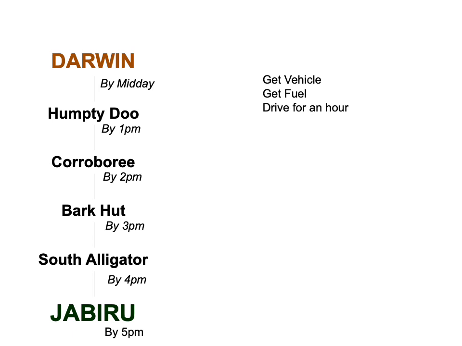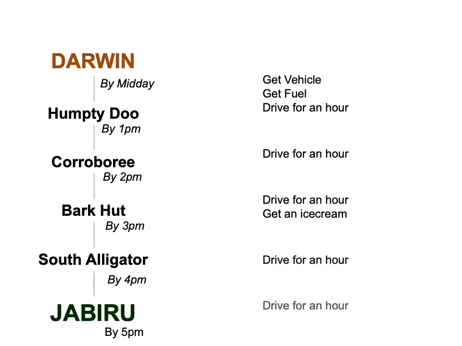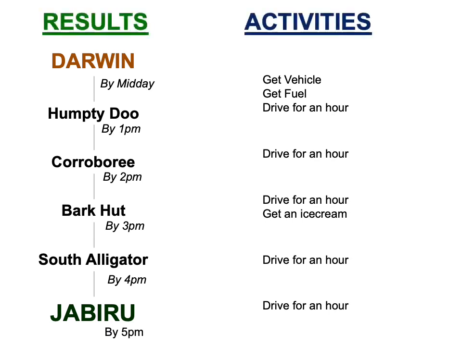By doing this, we can then start thinking about what are the activities that are needed for each step. So when we're in Darwin, we need to get the vehicle, get the fuel, drive for an hour. We drive for another hour. We might by this stage need an ice cream so that we can keep going. Drive for an hour, drive for an hour. So we've really got the results on one side and the activities on the other.